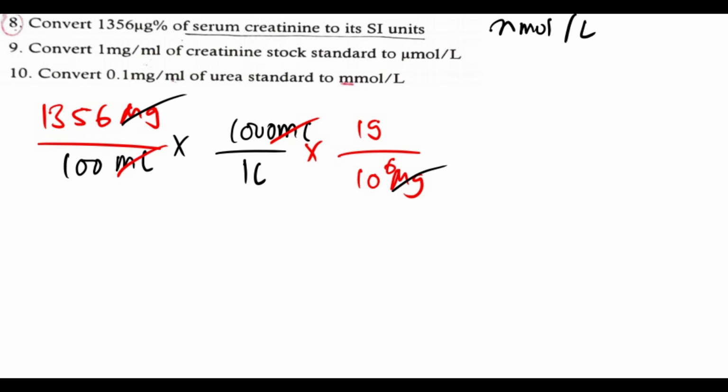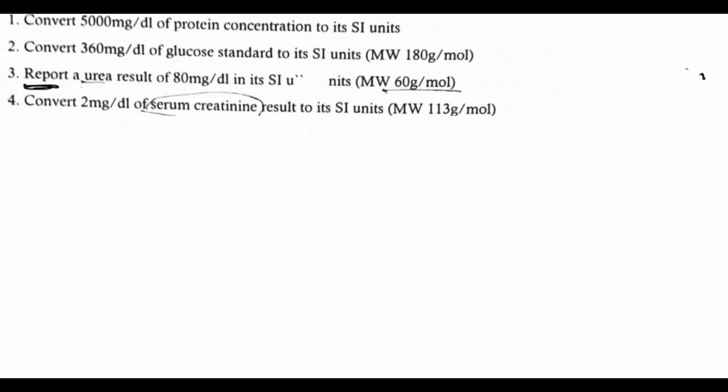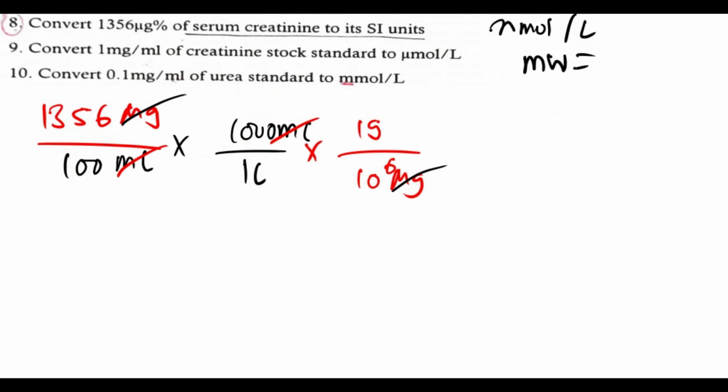But remember that we need the molecular weight, because I can't convert without it. So I'll go back. We are talking about the serum creatinine. What is the molecular weight? I think we talked about this. The 113 is here, question 4. So use the same. They'll just give you maybe two or three, because you have different ones for glucose, urea, and serum creatinine. So it's 113. I'll go ahead and use 113 grams per mole.